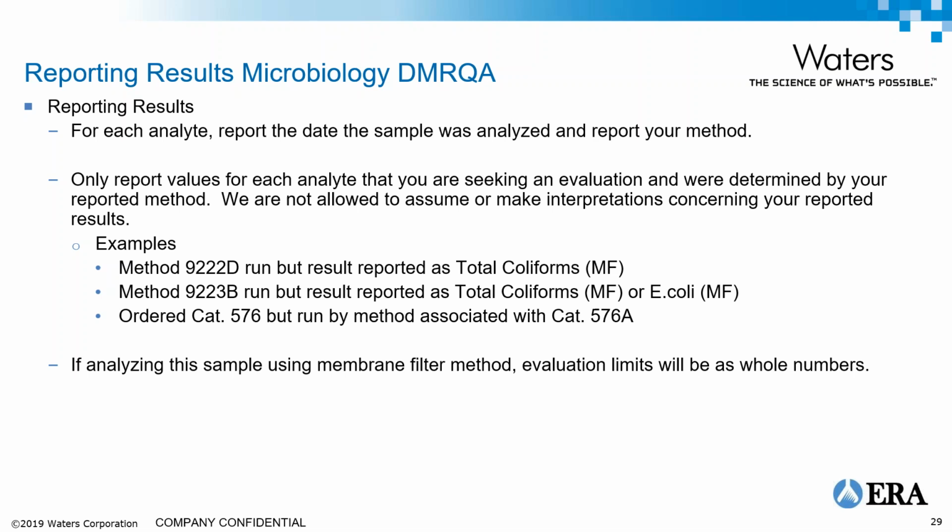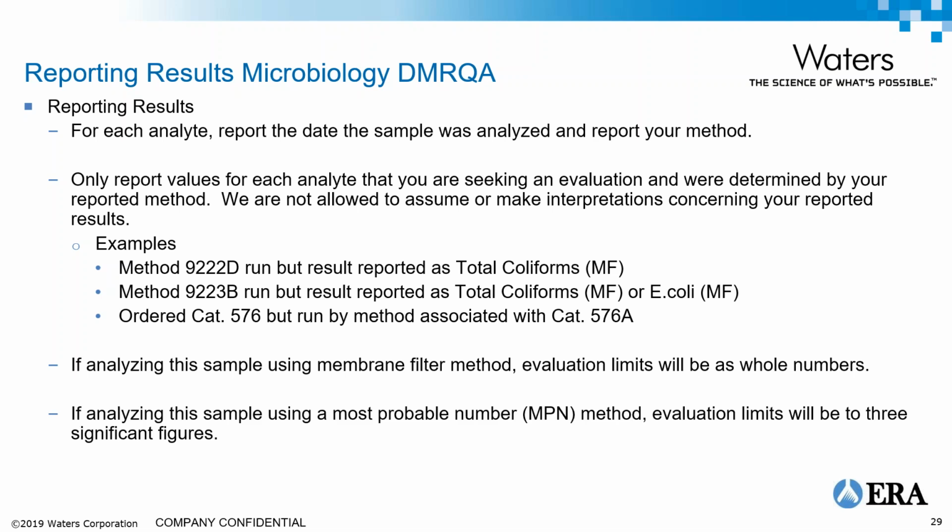So if you're analyzing using membrane filtration, keep in mind that evaluation limits will be as whole numbers. If you're analyzing a sample using a most probable number method, the evaluation limits will be to 3 significant figures. If you go to an MPN table and it has more than 3 significant figures, you can report them, but remember, we will stop at 3 significant figures. It may affect how you round the number or don't round the number, but just be aware that those limits will be 3 sig figs.